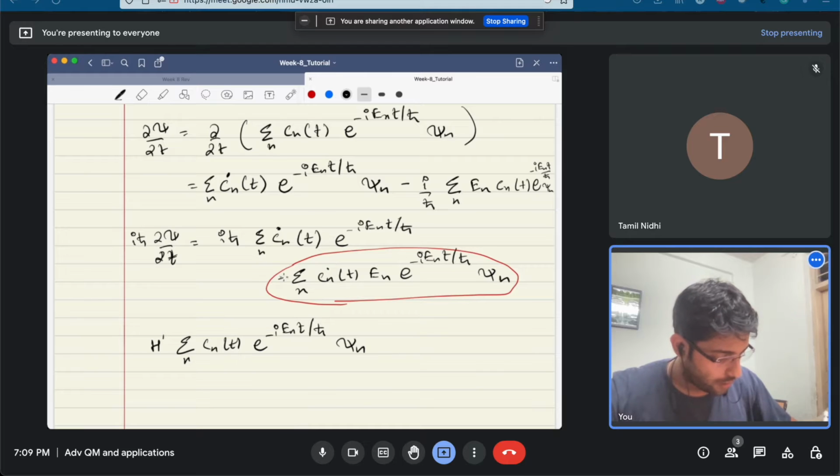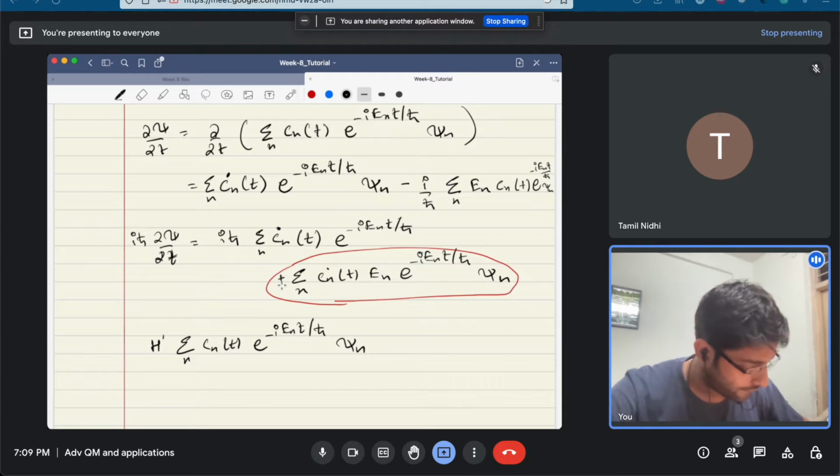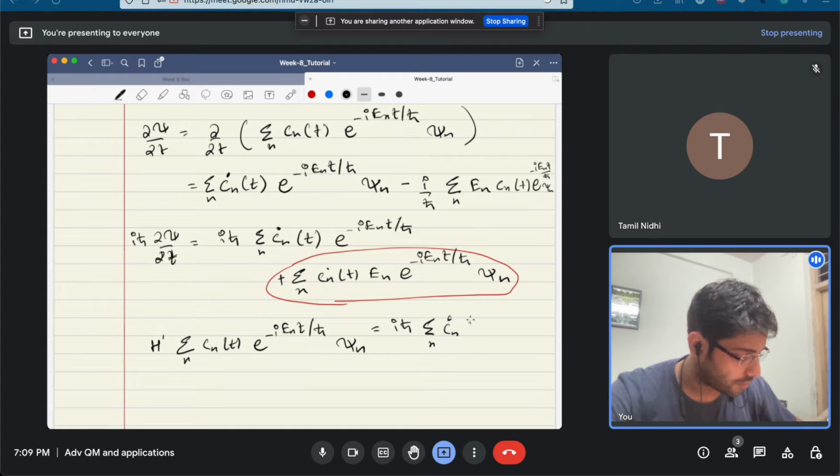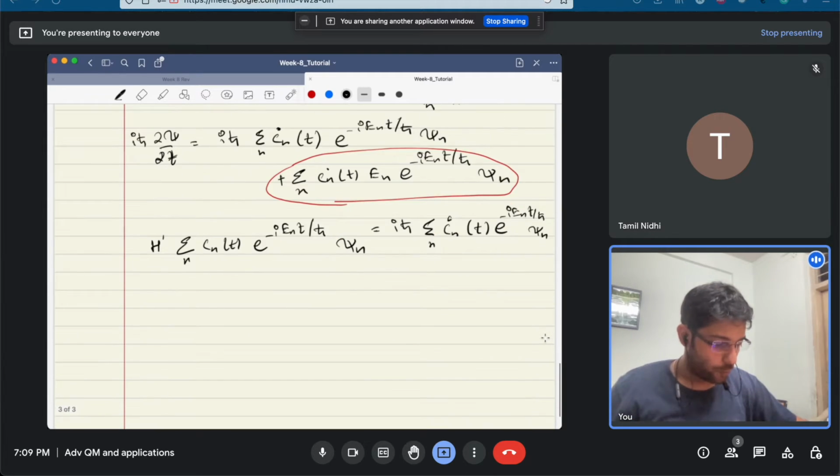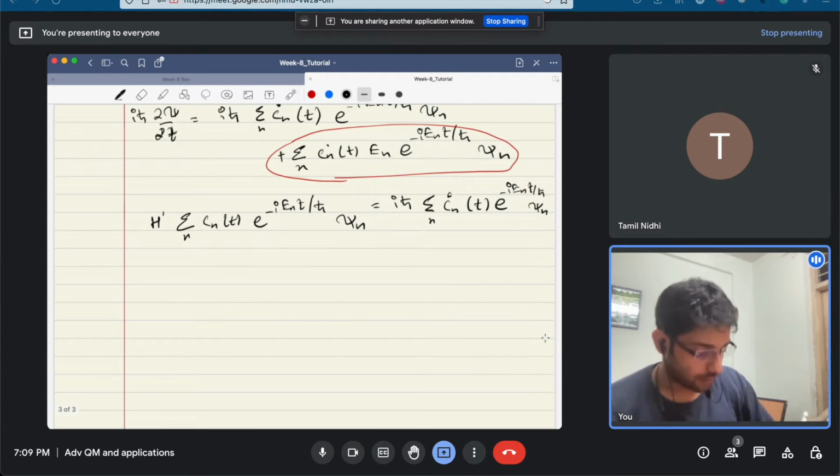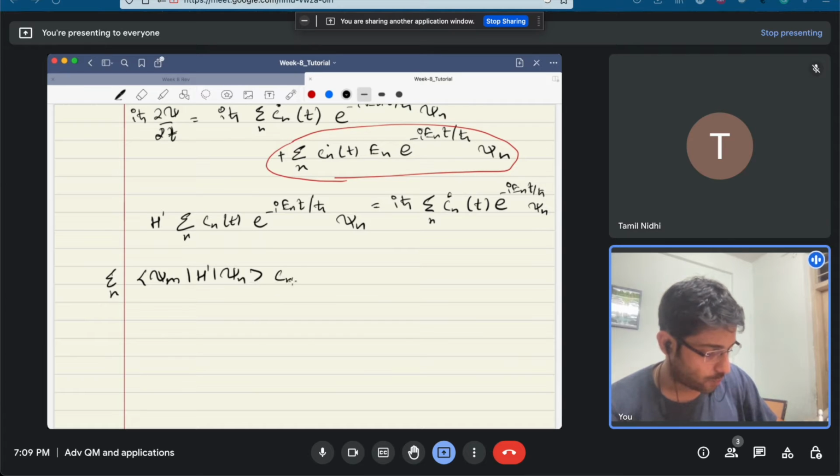Right, and on the other side we have our I h bar summation over n Cn dot, we have psi n here, e to the power Ent by h bar psi n. Now once you multiply with bra of psi m, so let's say you multiply with psi m, let's take it inside the summation, and the rest remains as it is.